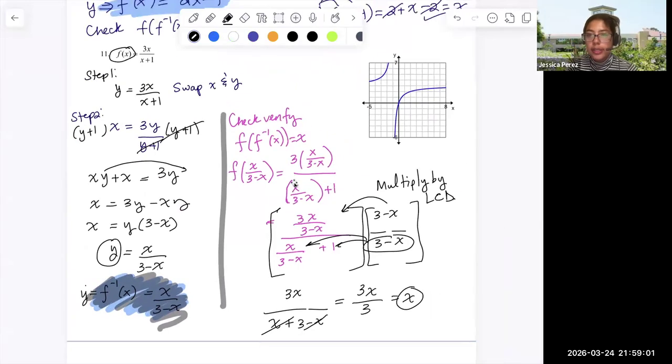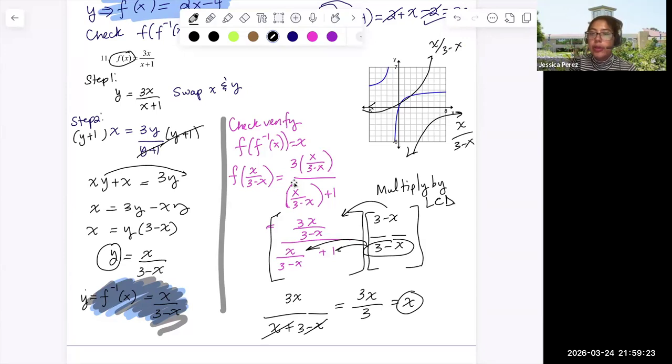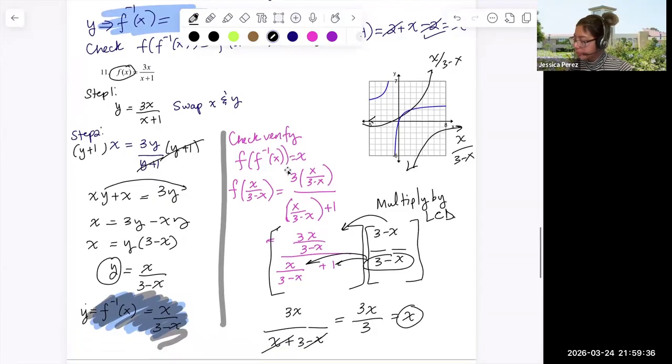Now the last piece is you want to graph it. To graph it, you could use your graphing utility. It's going to look something like this. So the black, it's x over 3 minus x. So please go ahead and use your graphing utility. That way you're able to look at the comparisons between the original function and its inverse. So take a moment and graph that on your graphing calculator. Okay.